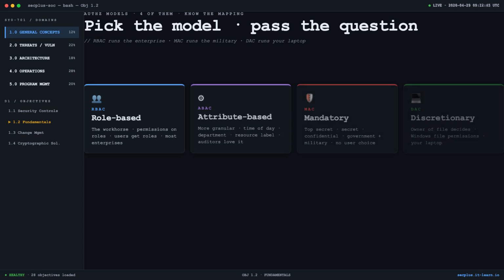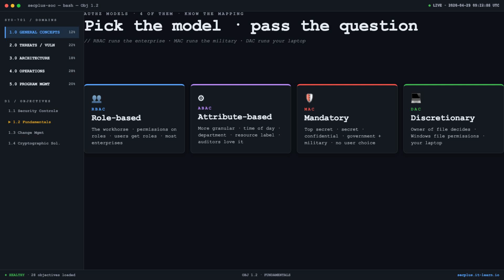MAC, Mandatory Access Control, is for the government and military. Top secret, secret, confidential labels enforced by the system, no user discretion allowed. DAC, Discretionary Access Control, is what your laptop runs. The owner of the file decides who can read it. Windows file permissions are DAC.